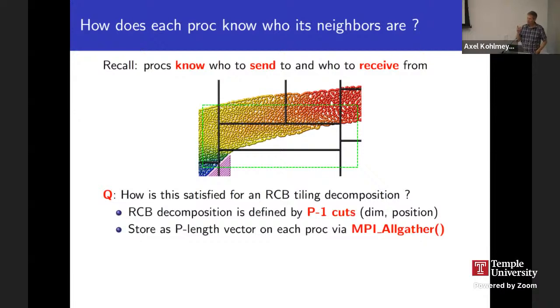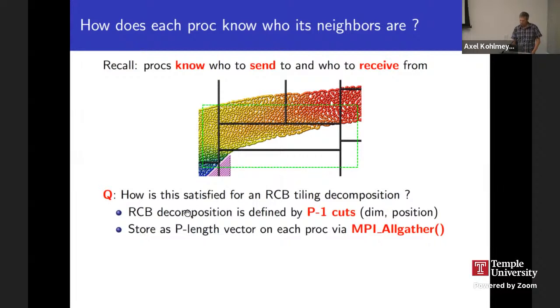Well, if you think about it, the RCB decomposition is defined by P minus 1 cuts, where P is the number of processors. If you're on 2 processors, you only need to make a single cut, and you know where that cut is, and you know who's on the left and right. If you have 4 processors, you make that first cut, and then the 2 each do 1, so that's 3 cuts. If you recurse down to however many processors, it's always P minus 1 cuts.